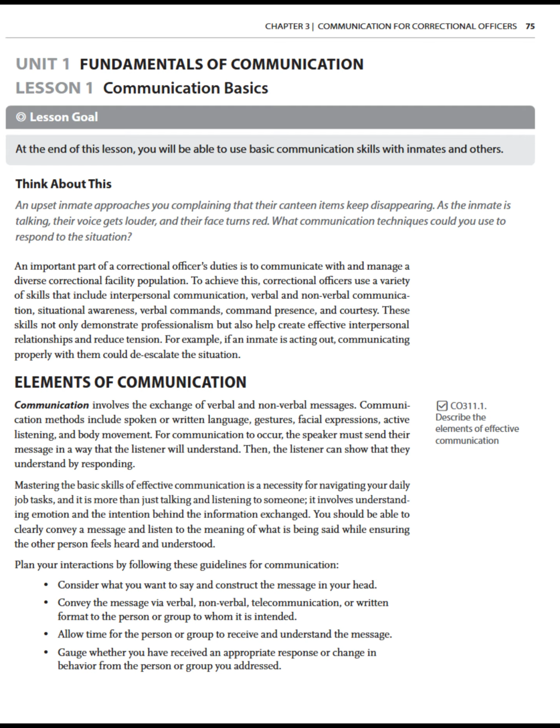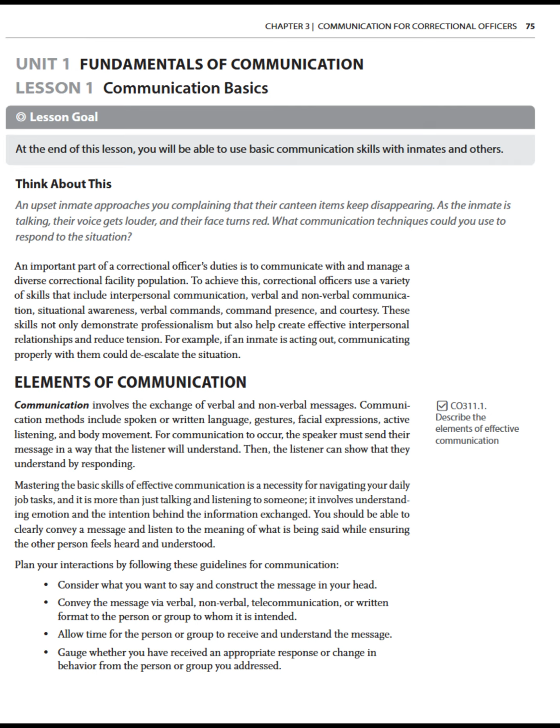An important part of a correctional officer's duties is to communicate with and manage a diverse correctional facility population. To achieve this, correctional officers use a variety of skills that include interpersonal communication, verbal and nonverbal communication, situational awareness, verbal commands, command presence, and courtesy. These skills not only demonstrate professionalism, but also help create effective interpersonal relationships and reduce tension. For example, if an inmate is acting out, communicating properly with them could de-escalate the situation.